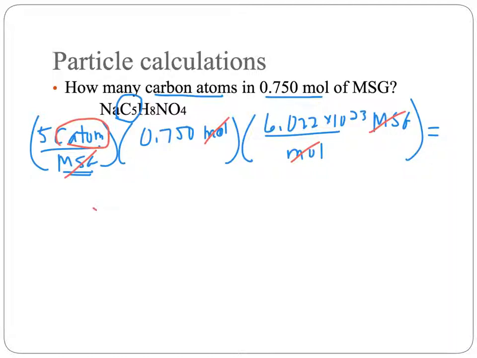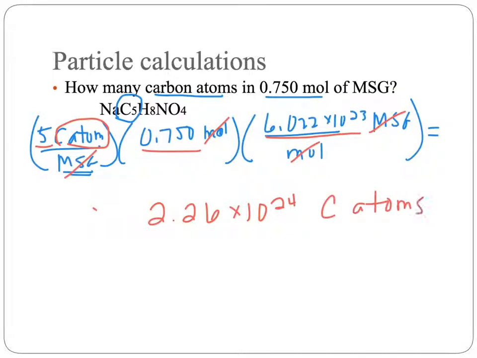If you multiply the 5 times the 0.750 times the 6.022 times 10 to the 23rd, you get an answer of 2.26 times 10 to the 24th. And of course our units are carbon atoms. So this is the kind of calculation that you might be asked to do to talk about how many particles are in a particular sample size. But in reality, most of the time the calculations are like the ones that we're going to do next.